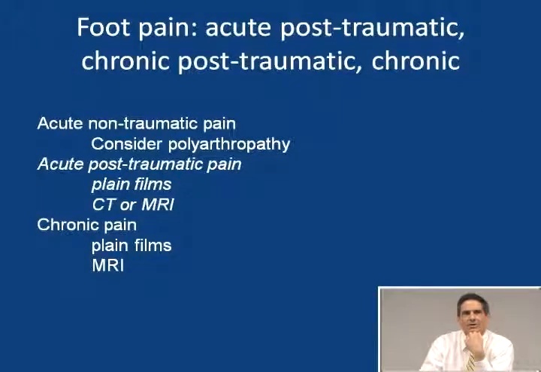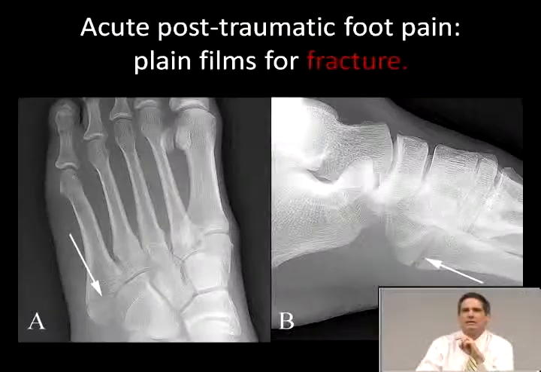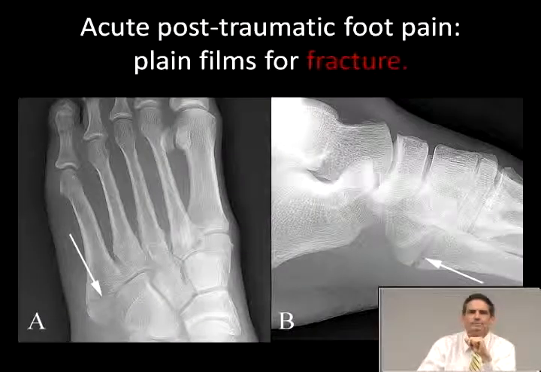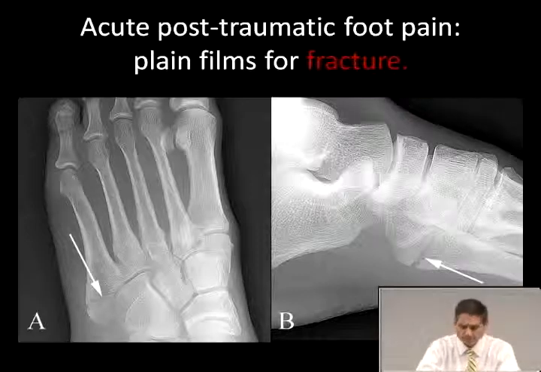Foot pain, we are down at the bottom of the body. Acute post-traumatic, same deal. You know, you're going to get plain films. Where's the fracture? Where's the dislocation? What do things look like on the plain films? And you're looking for the usual, fracture discontinuity. In this case, a 57-year-old man. Sometimes, this is an important thing not to miss.